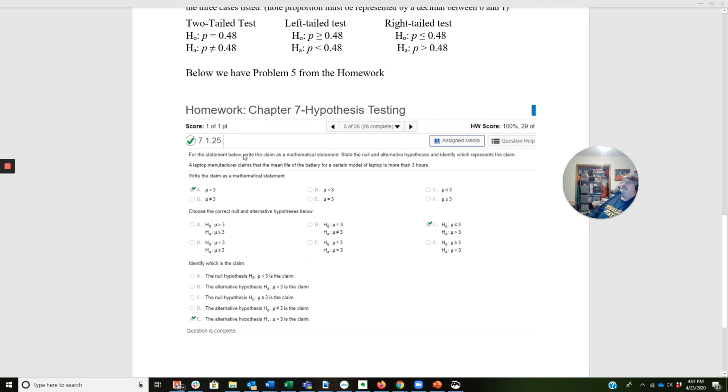Write the claim as a mathematical statement. Well, right here, the claim is what? A laptop claims that the mean life of the battery for a certain model of laptop is more than 3 hours. That would be the mean greater than 3.